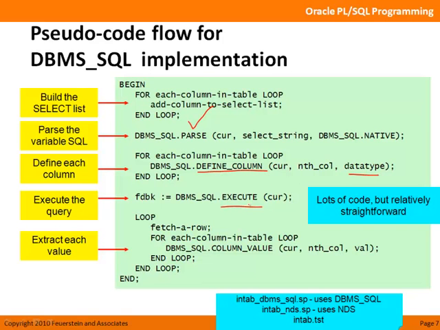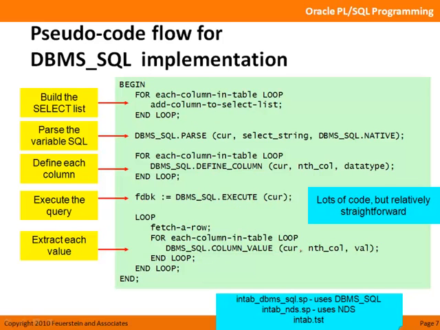Then I can execute the query. And all that does is essentially identify the rows and columns, the set that I'm going to retrieve for this query. Then inside a loop, I'm going to fetch the next row, and while I'm not done, for every column in my table, I'm going to call column value to retrieve the value at that location.